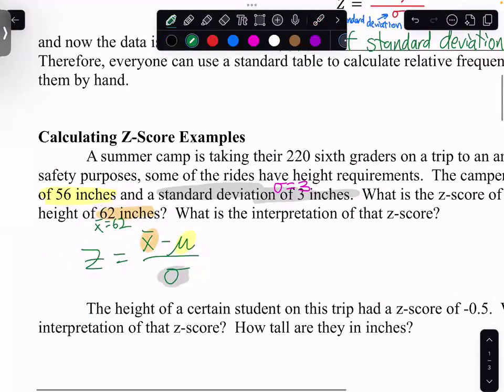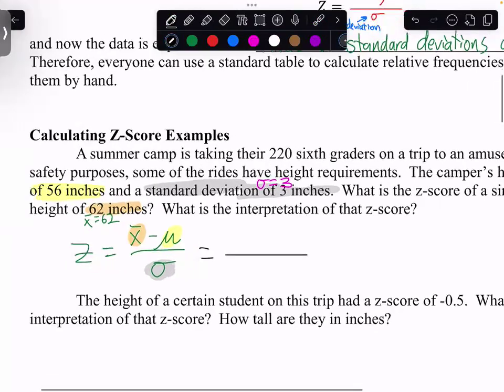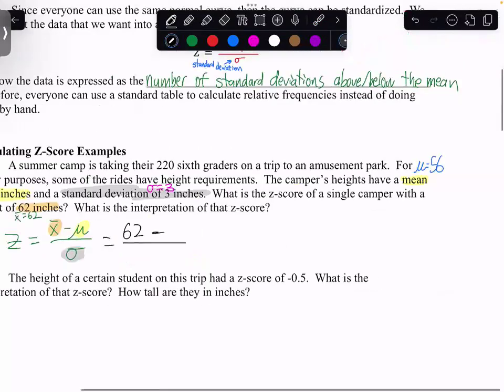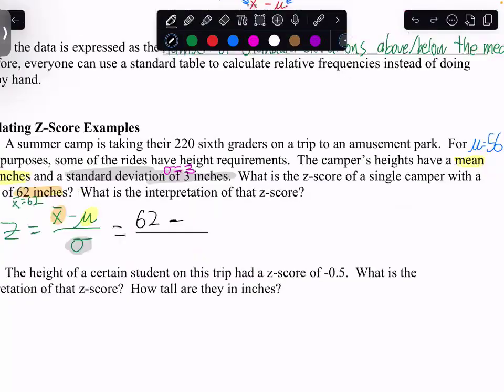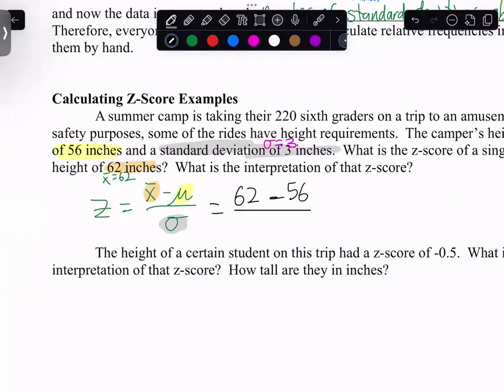Okay, so let's just go and substitute all those values in. X bar is 62 minus mu, the mean, which we were given as 56, and divided by the standard deviation sigma, which we were told is 3.